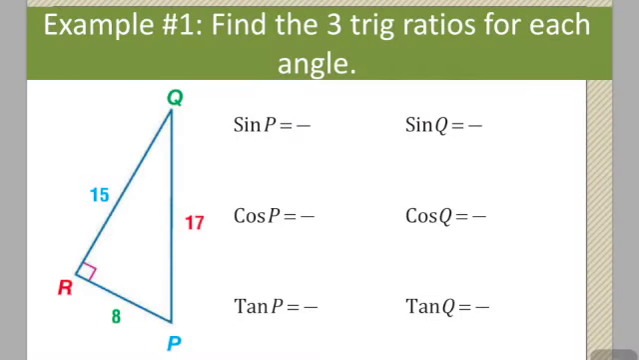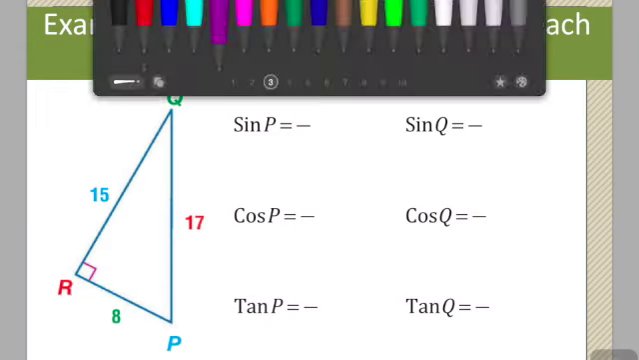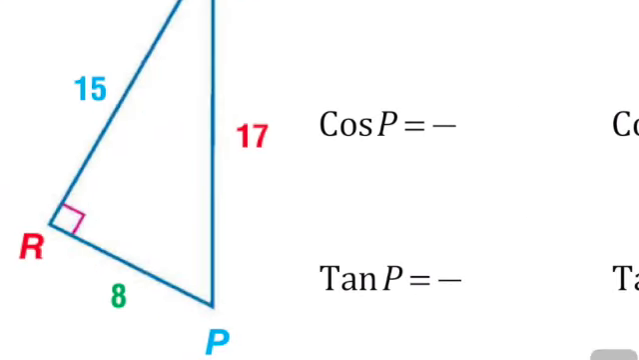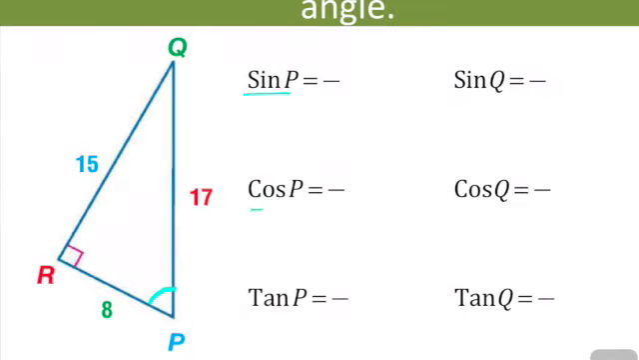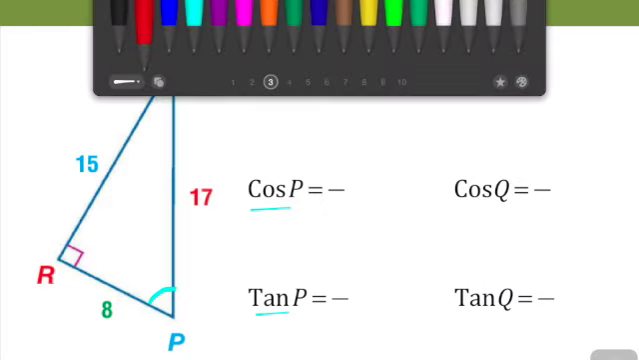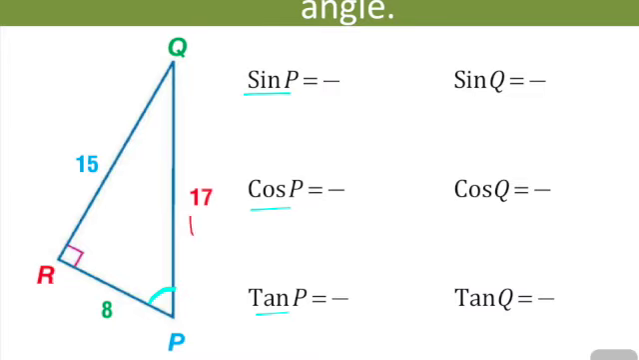The first example that we're going to do is find the 3 trig ratios for each angle. So we're going to first start with angle P. Angle P is this angle down here. This is where our trig values are going to start from. First thing I need to do is label the sides of my triangle: what's the opposite side, what's the adjacent, and what's the hypotenuse. The first one we should identify is the hypotenuse. So this guy right here we know is the hypotenuse. Then we can label the opposite and the adjacent.